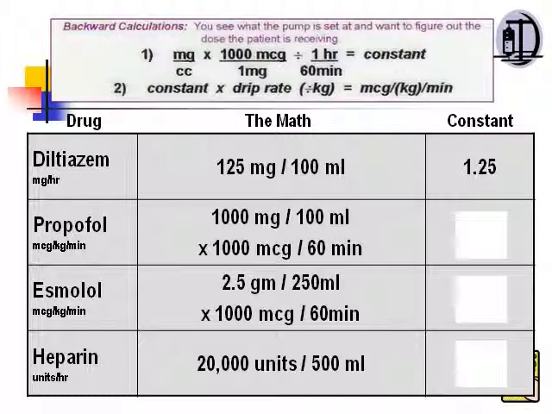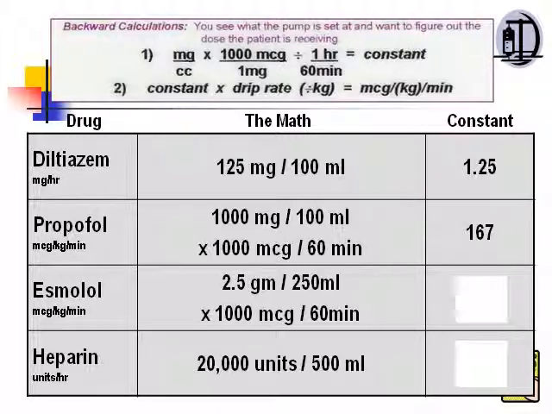So propofol is dosed mics per kilo per minute. Propofol comes in a glass bottle already mixed for you, and it is 1,000 milligrams in 100 mLs. Do we need to multiply it times 1,000? Yes, because it's mics per kilo per minute. Do we need to divide by 60? Yes, because it's mics per kilo per minute. So when you do the math, put it in your calculator all at one time: 1,000 divided by 100 times 1,000 divided by 60, and we get 167.